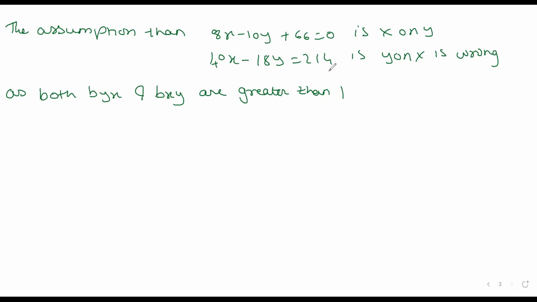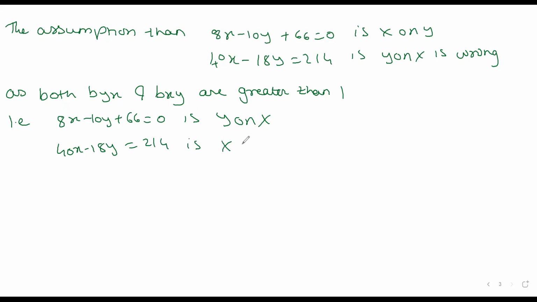तो अगर ये गलत है तो इसका उल्टा assume करना पड़ेगा. So that means that 8x minus 10y plus 66 is equal to 0 is y on x and 40x minus 18y is equal to 214 is x on y. This is our correct assumption because the reverse assumption is not correct. It is having a problem.